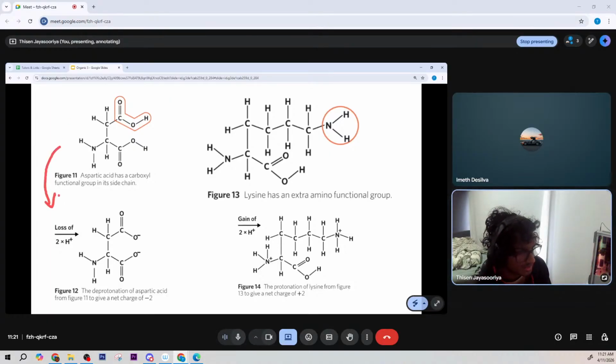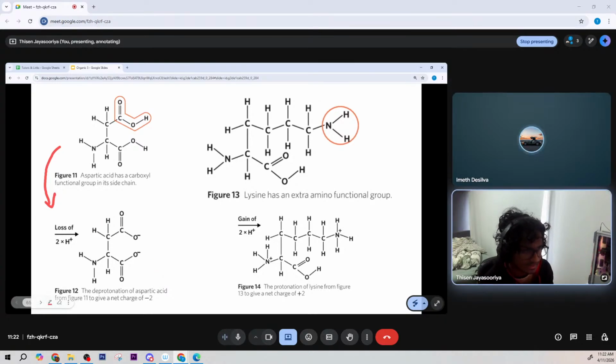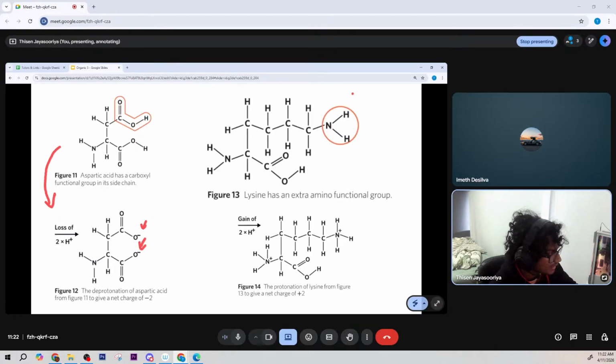So here I had this one over here to point out what happens when the pH of aspartic acid is very high. This is what would happen if the pH is very high, because it's acting as an acid, it's donating its H. And over here you have lysine, right? And lysine, this is what's happening in a lower pH where it's acting as a base. So it's accepting those H's. So over here and over here.